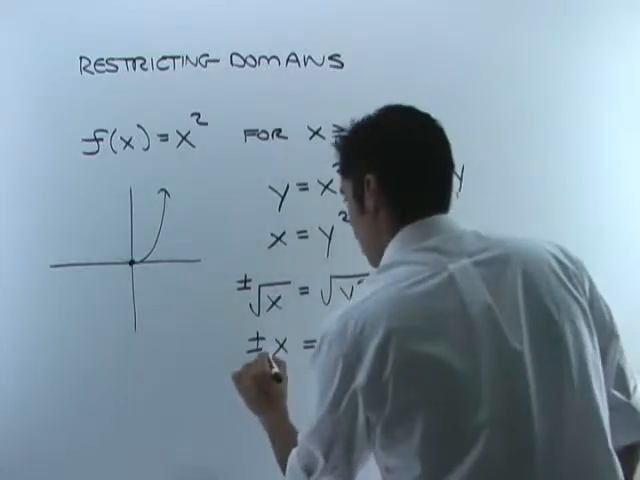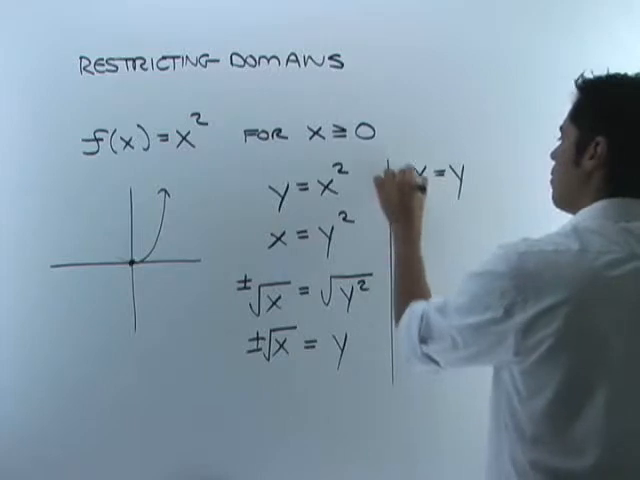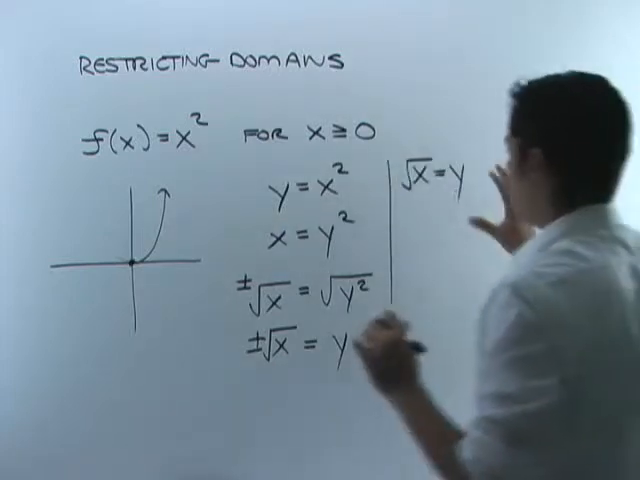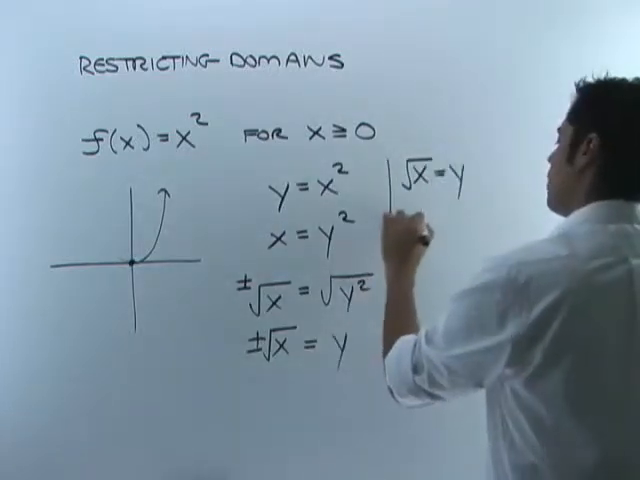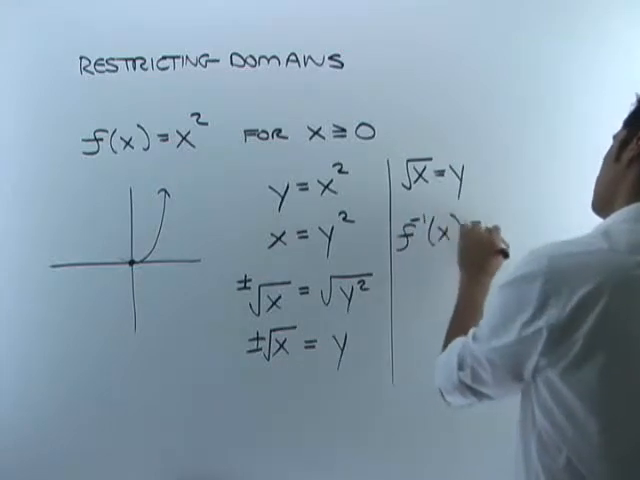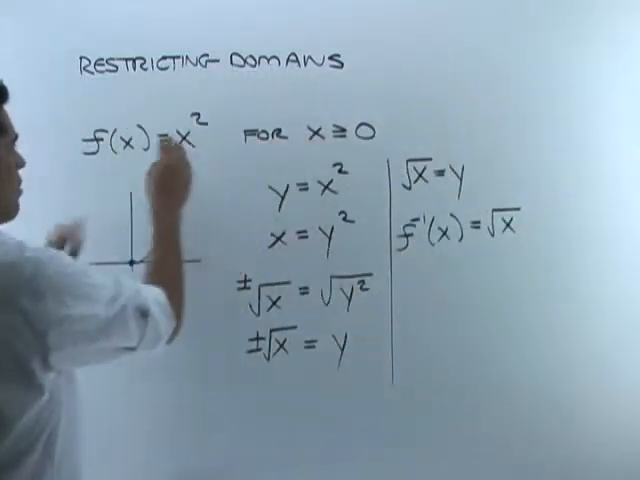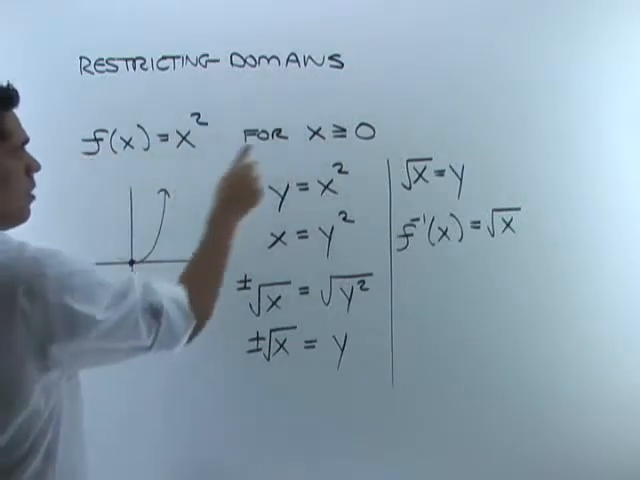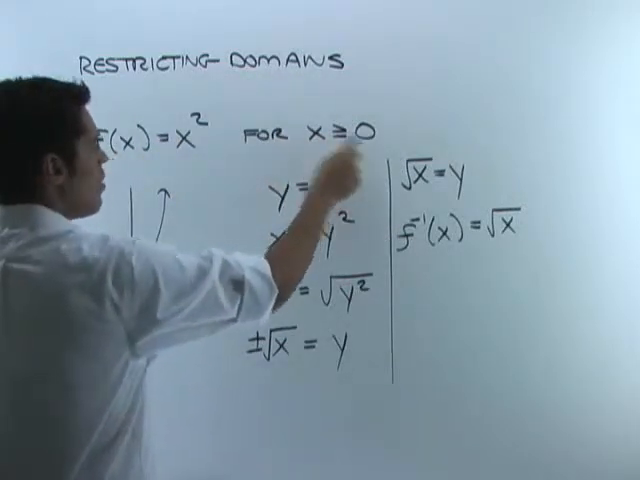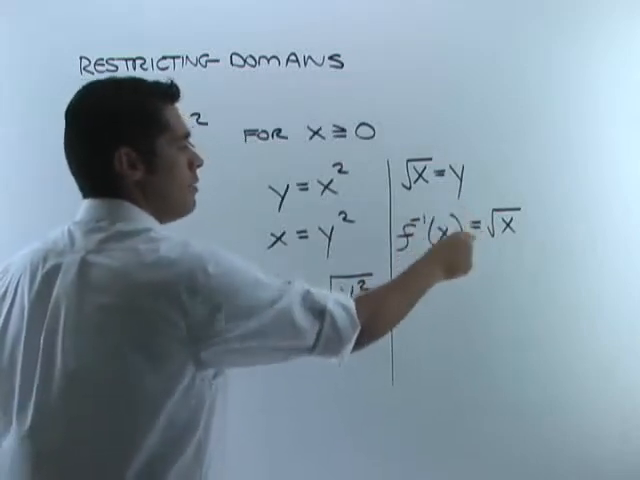I'm sorry, I forgot my square root there. y is equal to the square root of x. So that is the inverse function. f inverse of x is equal to the square root of x. So as long as we restrict the domain of our function to only values of x that are greater than or equal to 0, we can come up with an inverse function.